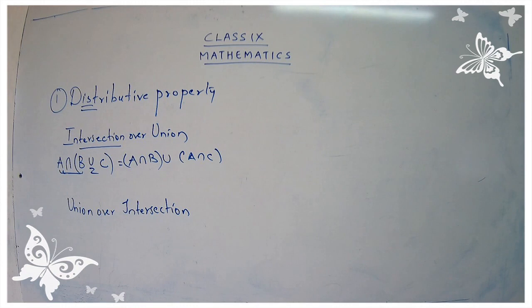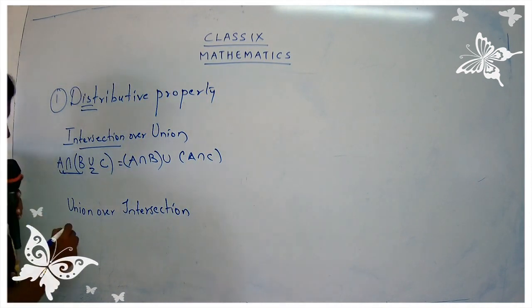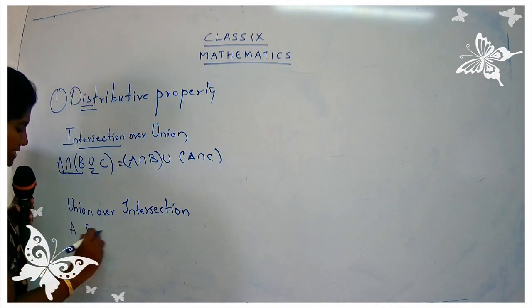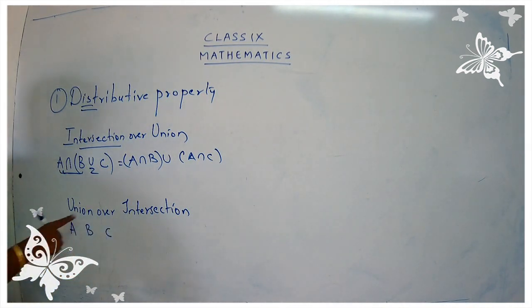Okay, children. Now let's go for the next one. Union over intersection. In the same manner, you write down the three sets A, B, C. Union comes first, then you write down the intersection part, so you have to use a bracket. Again, we are going to distribute A to B and C. The symbols are changed, children, so be careful.